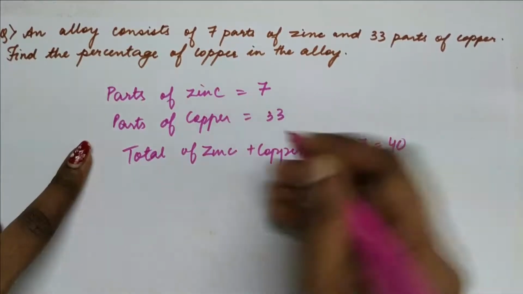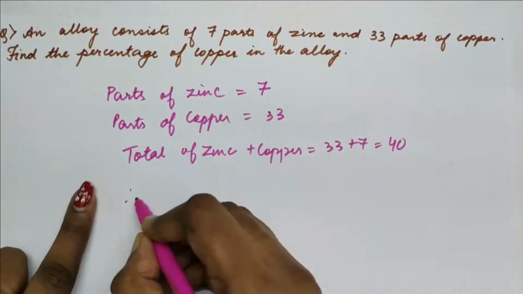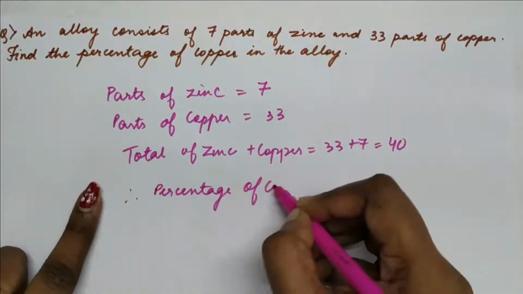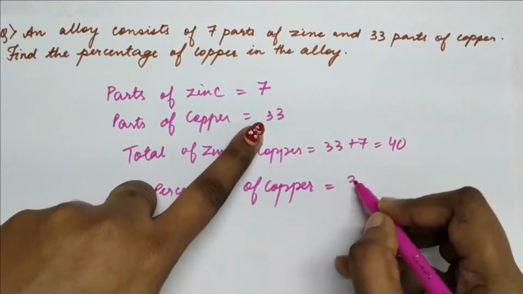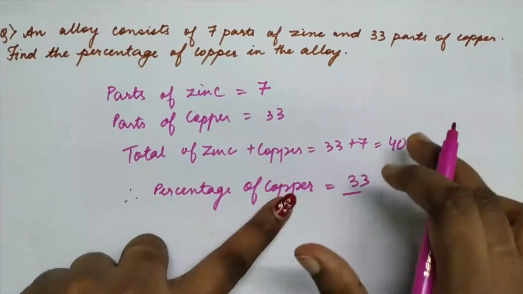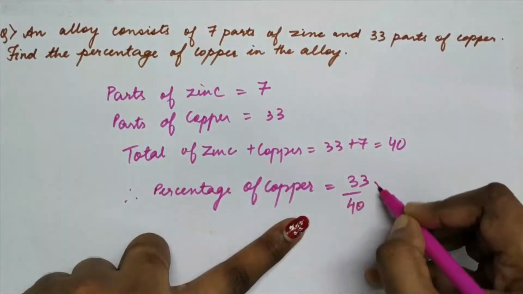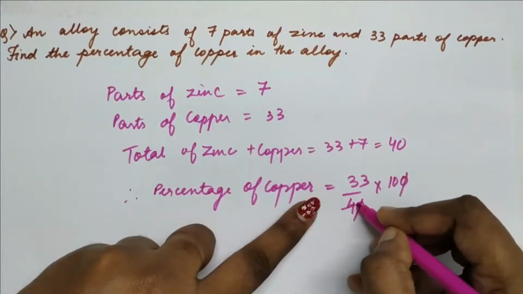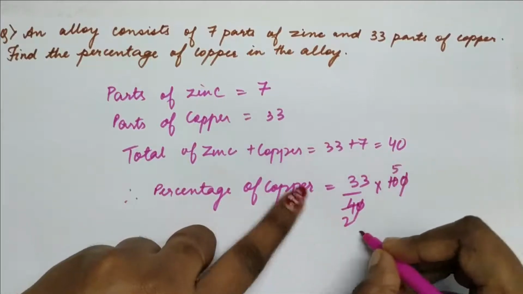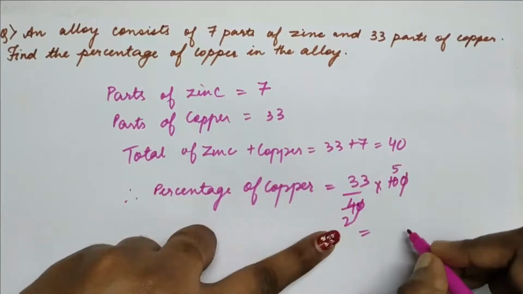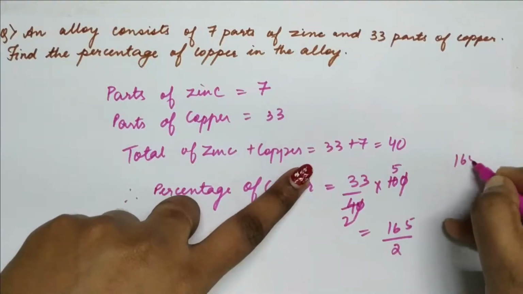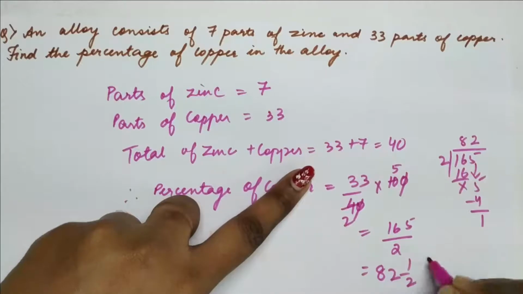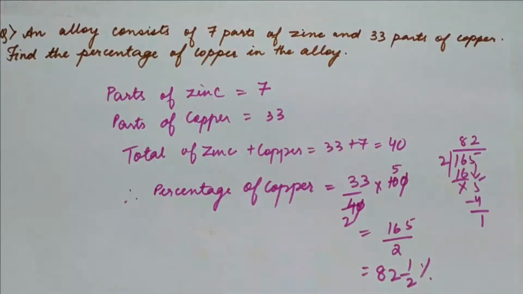We need to know the whole. So therefore percentage of copper. So copper is how much? 33. What is the total of the alloy? It is 40, into 100, because we have to calculate the percentage. So 0 and 0 cancel, 2 fives are 10, 5 eights are 40. So this is going to be a fraction. So we'll quickly divide by 2. So I can write 82 1 by 2% or 82.5%.